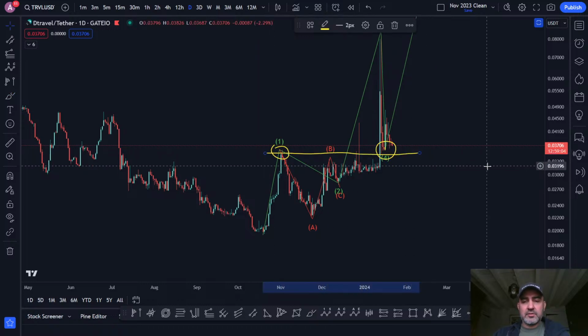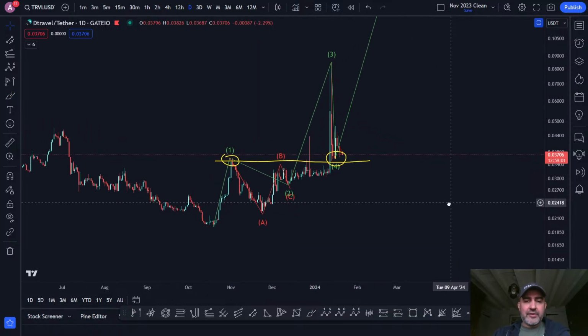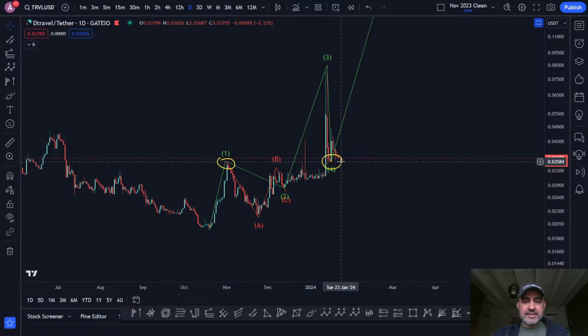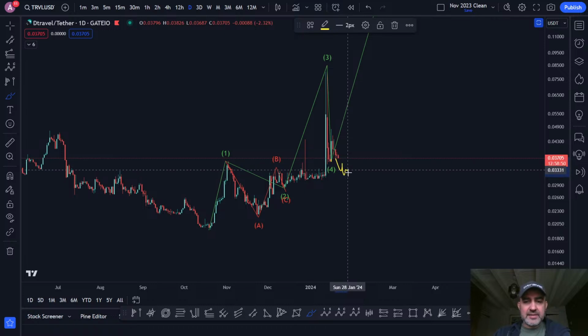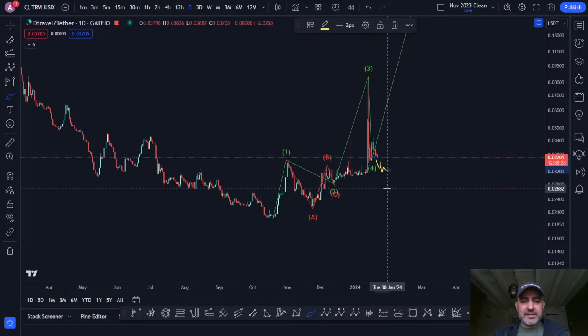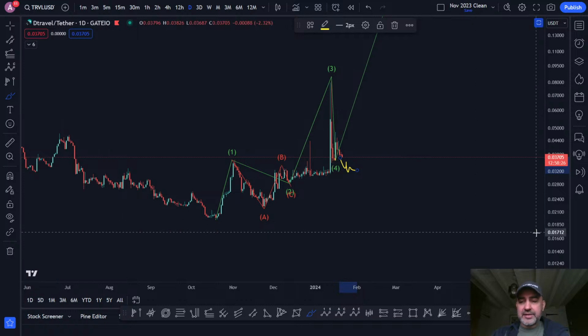Now, what if we lose this level? Well, if we lose this level and come back into the range, then this is no longer a 4, which means that this is no longer a 3, which means that this may no longer be our 1, which means that we may not have even had a 1 yet. So there's a lot of maybes and ifs.